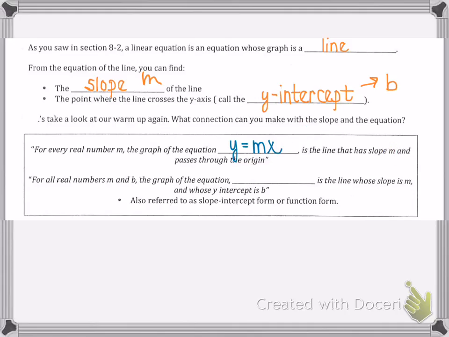And moving on, taking a look at that a little bit further, for all real numbers m and b, the graph of the equation y equals mx plus b is the line whose slope is m and whose y-intercept is b. This is kind of the recipe card that we're going to use for this section, and you're going to find that this is going to be very helpful in further years of math. So y equals mx plus b is something that we want you to get used to. This is called the slope-intercept form, and it's also called function form.